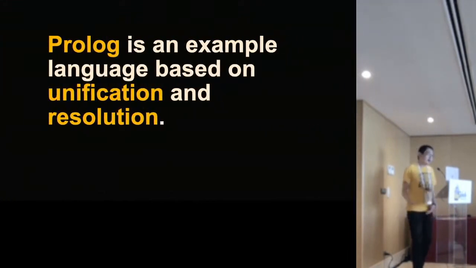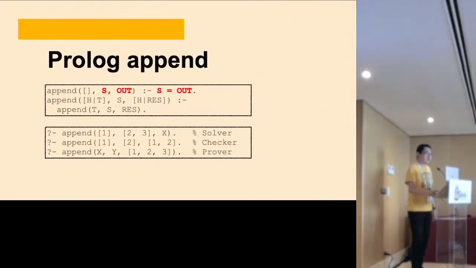Then Prolog, everyone has heard about it. It's famous, notoriously good and bad, loved and hated. It's an example language based on the unification and resolution algorithms. This is a very good example of Prolog: the append, which everyone learned in Prolog 101. For append, we write down the base case, when the list is empty, where we unify the second list and the output, and then we have the recursive cases.